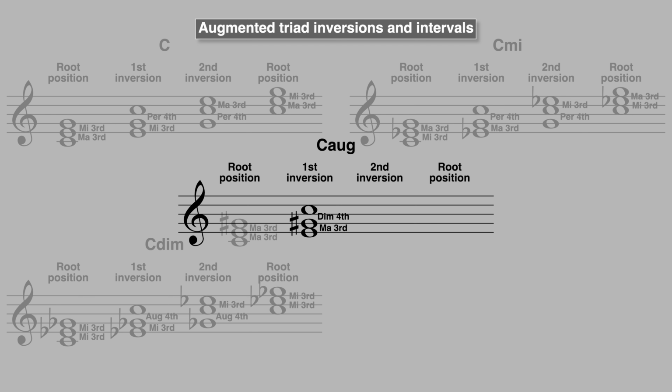In first inversion, we have a diminished fourth interval on top of a major third interval. In second inversion, we have a major third interval on top of a diminished fourth interval.